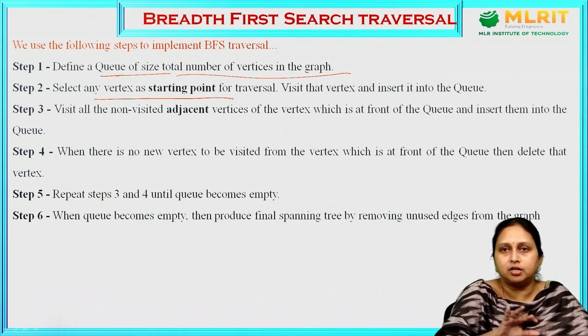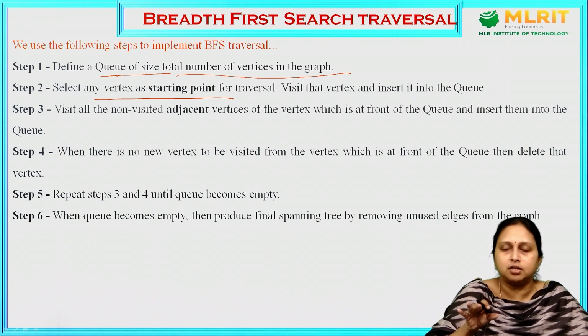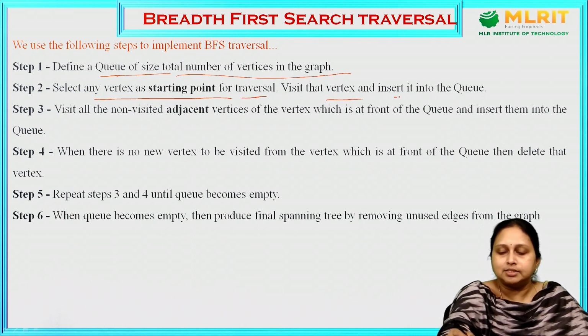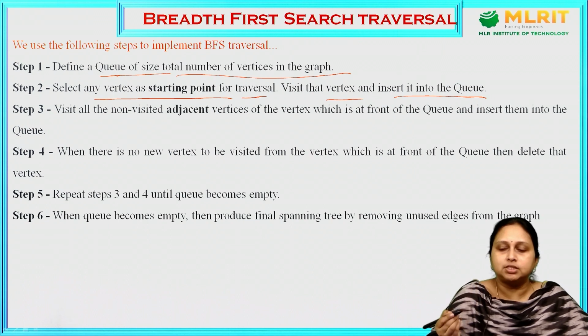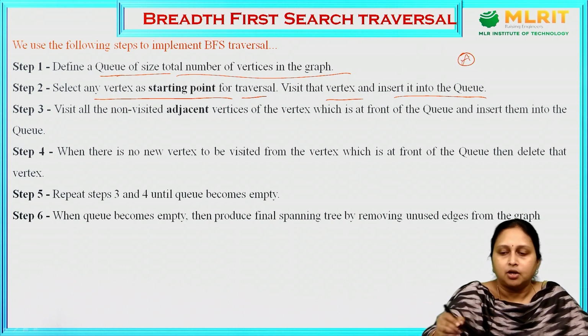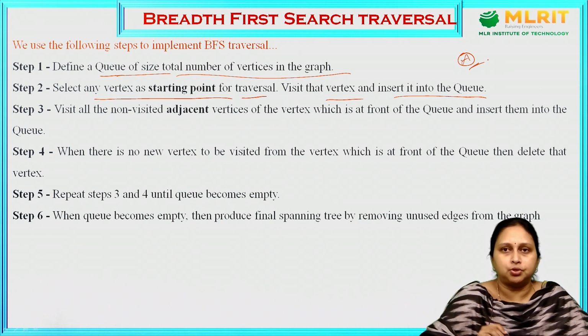You have different vertices. Suppose you have been given 5 vertices. Among those, you can select any vertex as the starting point for the traversal. Then, visit the vertex and insert it into the queue. When you visit a particular vertex, suppose I have visited A, this is going to be placed into the queue. We insert that into the queue.